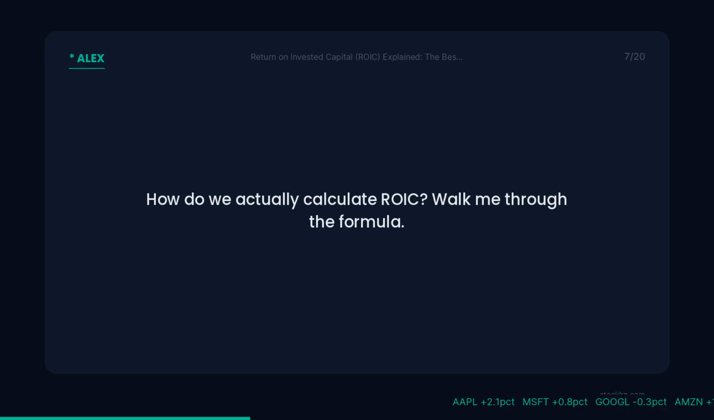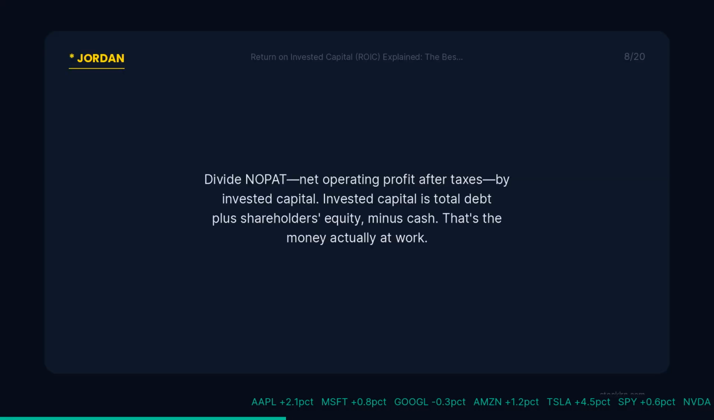How do we actually calculate ROIC? Walk me through the formula. Divide NOPAT, net operating profit after taxes, by invested capital. Invested capital is total debt plus shareholders' equity, minus cash. That's the money actually at work.